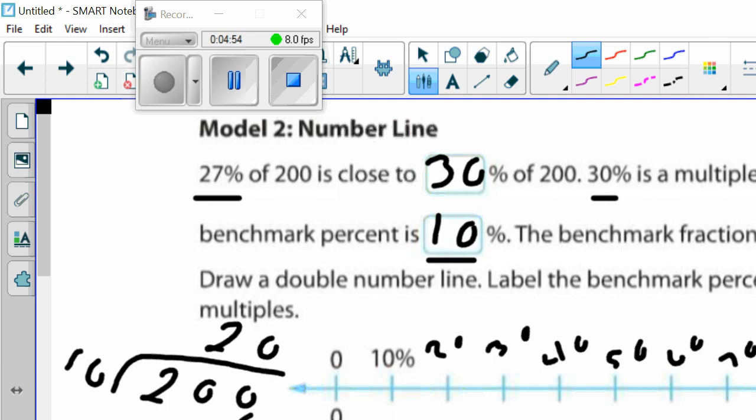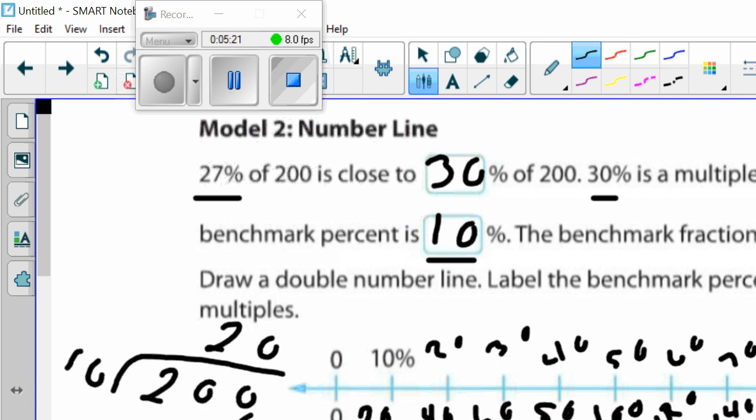times. So each chunk on the bottom of our number line to equal our 200 is going to be counted by 20s. So underneath 10, I'm going to do 20, 40, 60, 80, 100, 120, 140, 160, and 180.